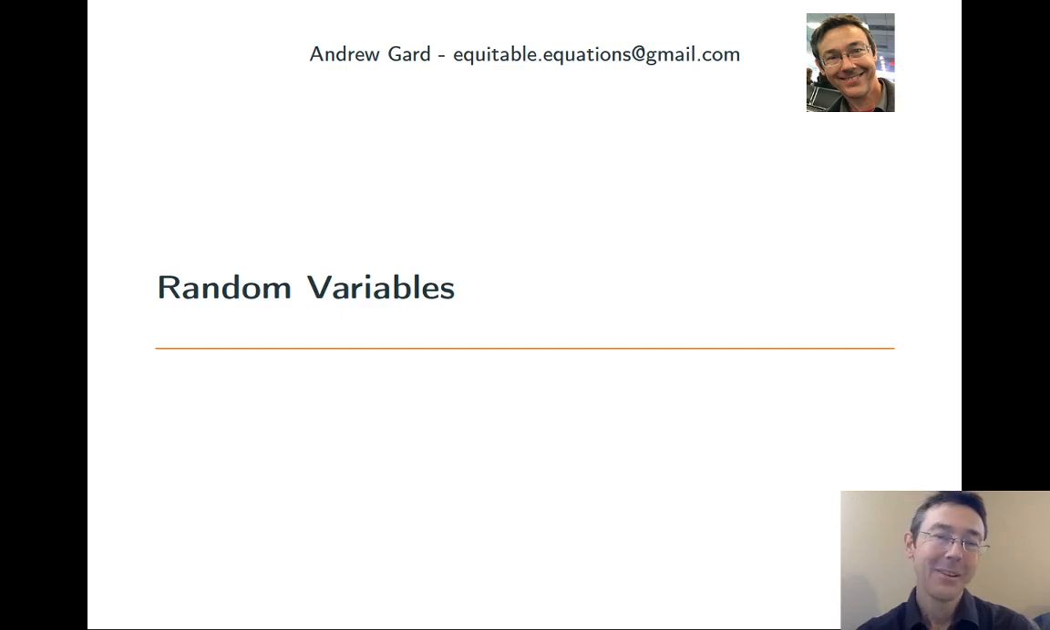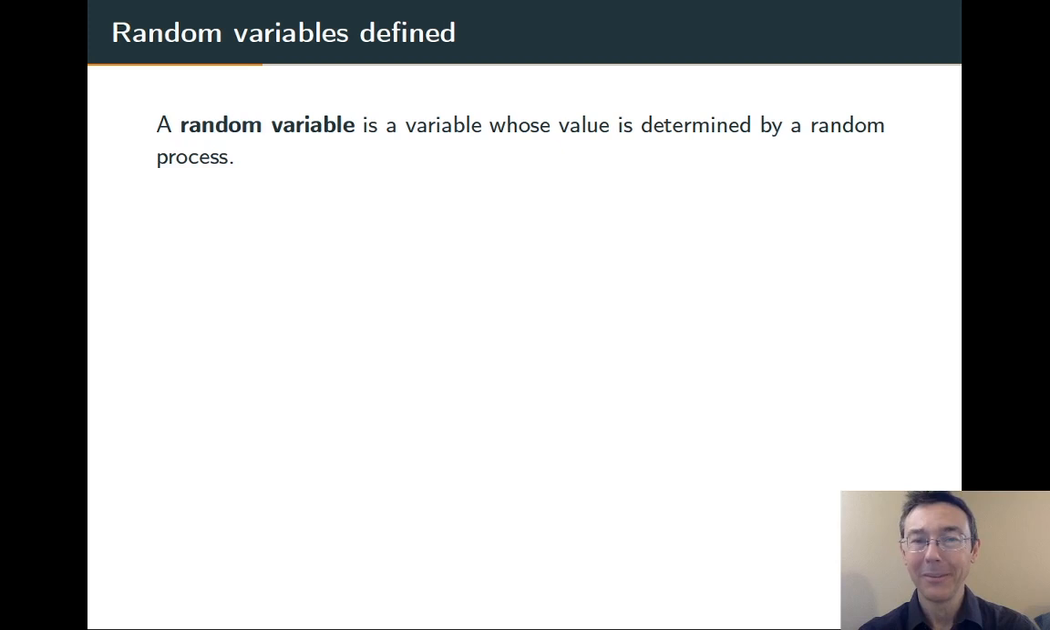Hey everybody, today we're getting into random variables. A random variable is a variable defined by a random process. So there's some sort of probability experiment going on. The outcome is a number. We're going to call that number the value of the random variable x. A few examples make this very clear.